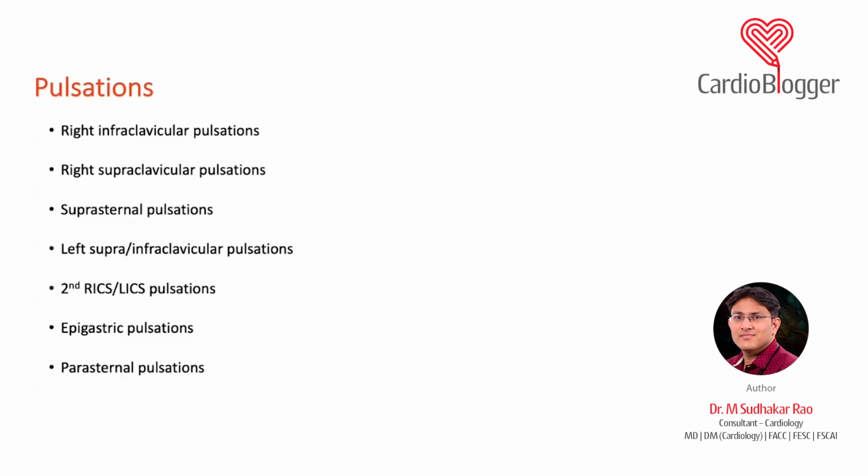When you are able to see the epigastric pulsation, most of the time it suggests an underlying right ventricular hypertrophy. Parasternal pulsations are again important. We can see them in various causes of a dilated pulmonary artery, or in patients with atrial septal defects. So these are the various pulsations which you should see, and you can come to some conclusion based on them.